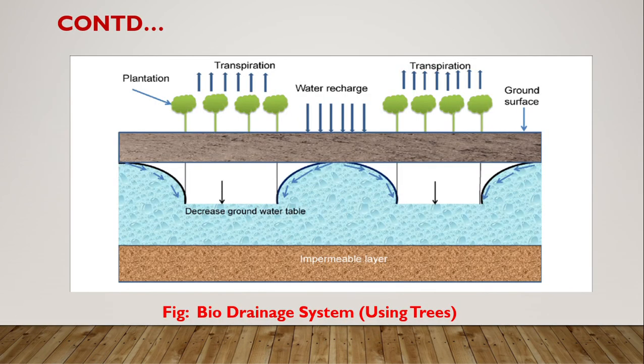Here you can see these are the plants. The water below these plants will be lesser because they will take more water and transpire it, so that the water table here will get decreased. It will remove the excess water here. So this is the principle of the biodrainage system.